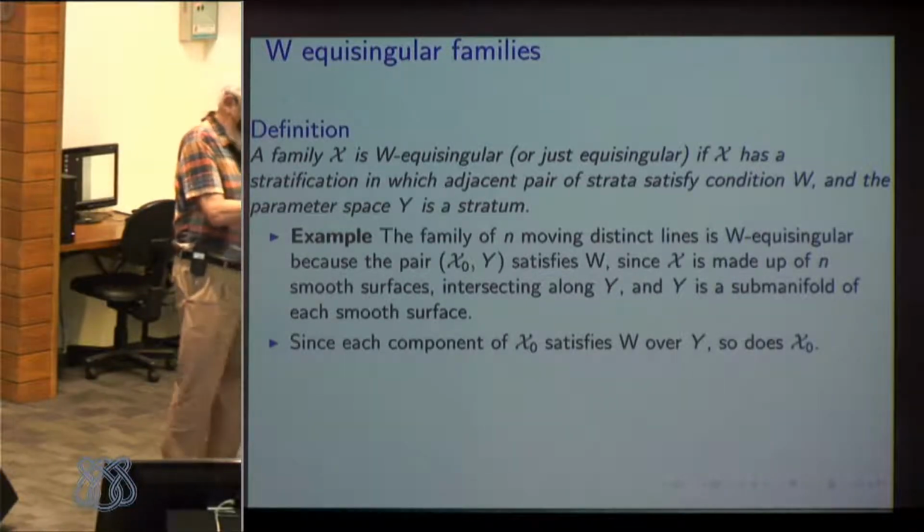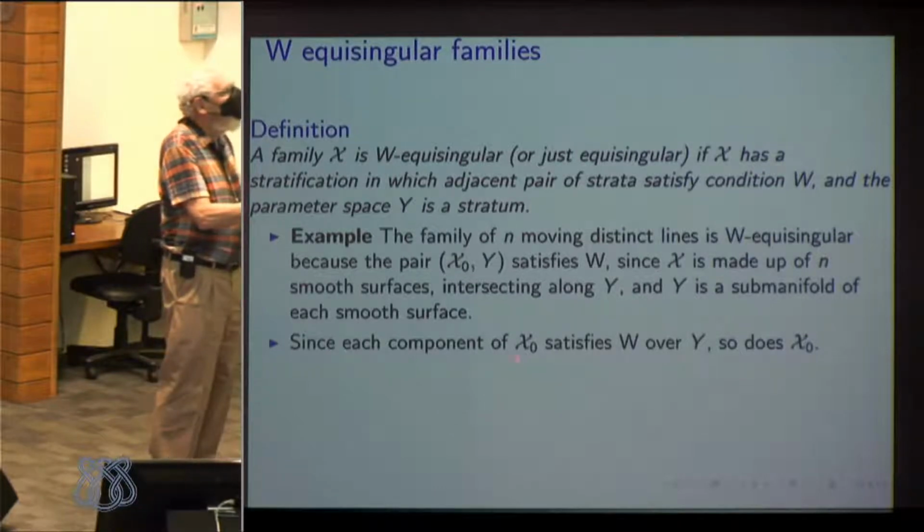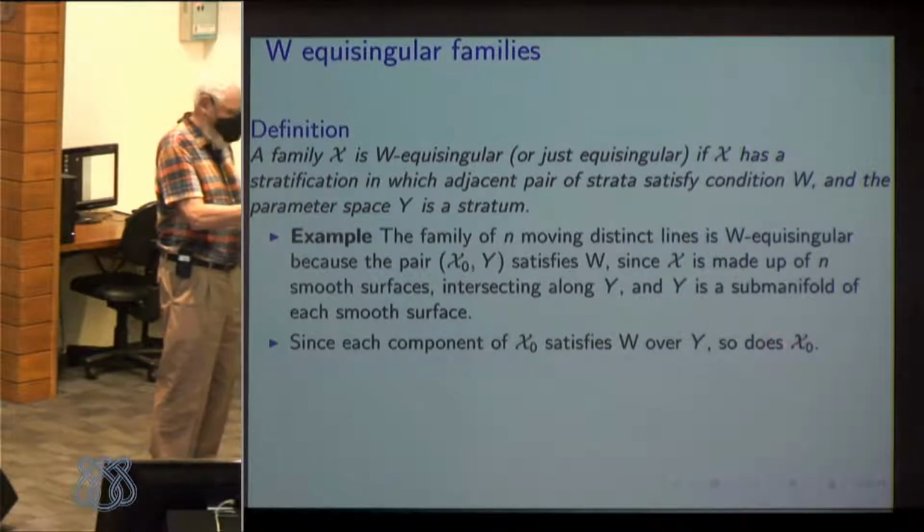So the idea is that each component of X0, each smooth submanifold, satisfies W over Y, so it holds for the union of the components.